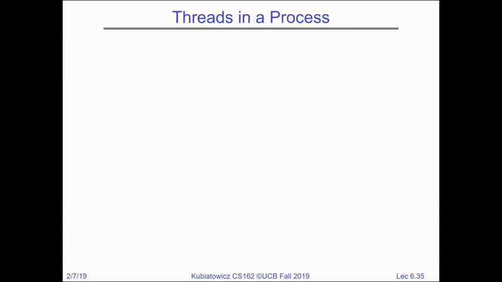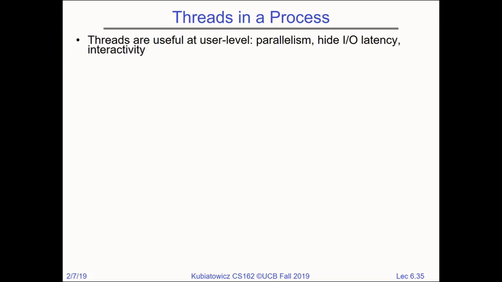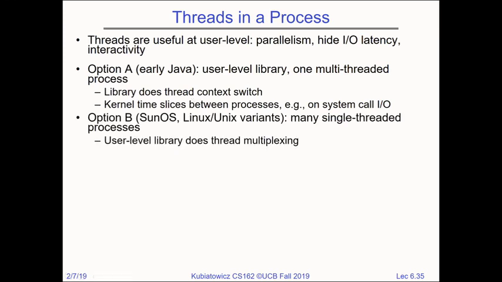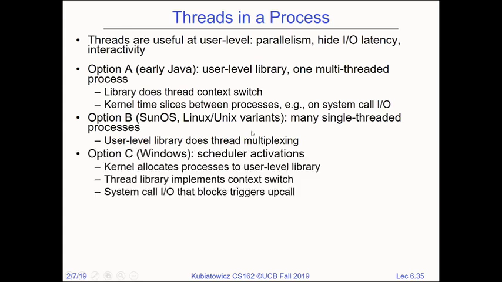Good. Okay. So threads are useful: user-level parallelism, high I/O latency. There are many options. In early Java, there was a user-level library, one multi-threaded process, and the library did all the switching. So that's probably the kind of Java you dealt with a lot in 61B. In SunOS and Linux variants, there are many single-threaded processes with a user-level library for thread multiplexing.